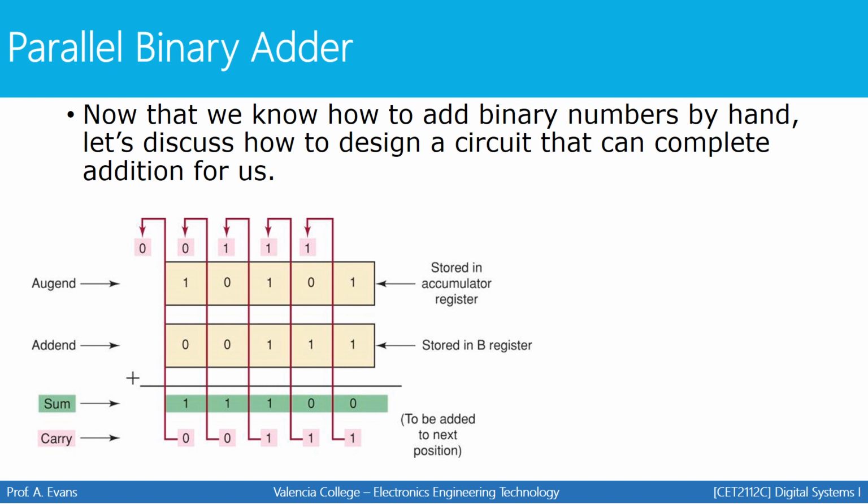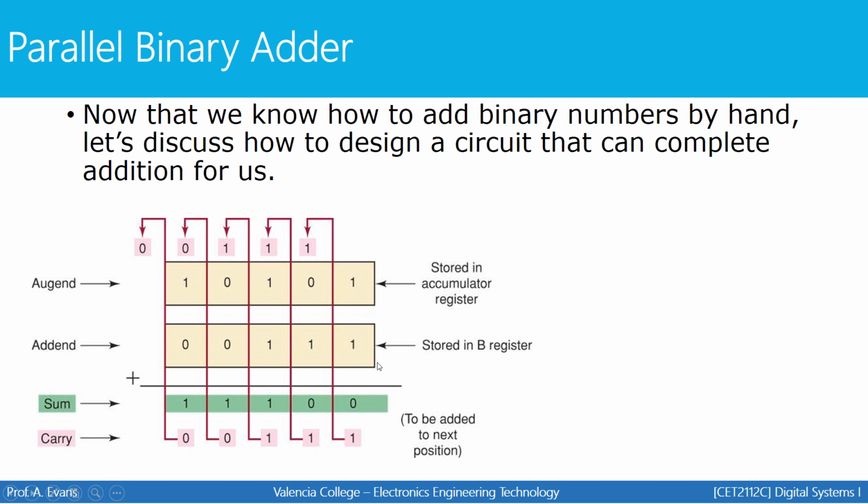So now that we know how to add binary numbers by hand, let's discuss how we would design a circuit that can complete that addition for us. We're going to use an example just to cover this idea. If we need two numbers that we're going to add together, let's say we're going to add the number 10101 and the number 00111.